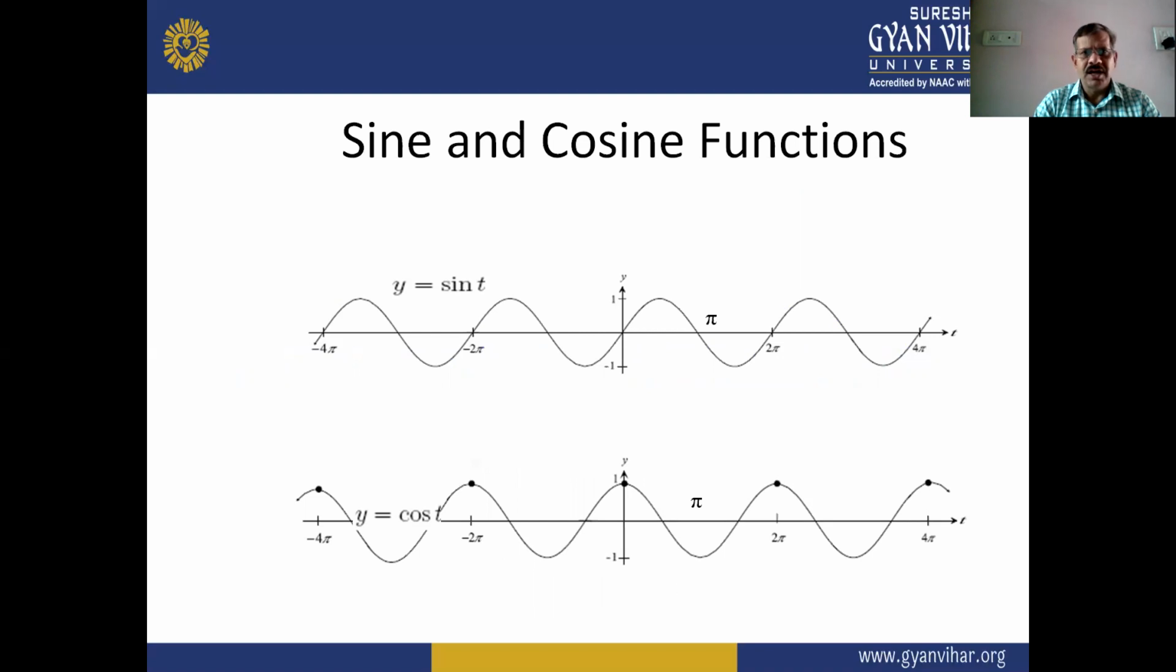These are the sine and cosine function waveforms. The first waveform shows the sine function, and the second in this figure shows the cosine function. So there is a 90-degree phase shift between the sine and cosine function waveforms here.